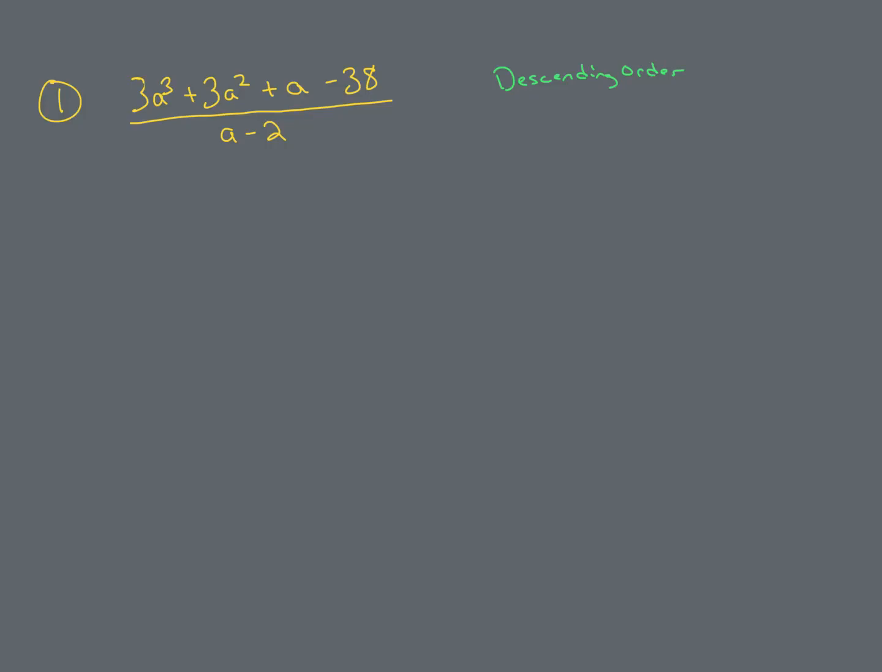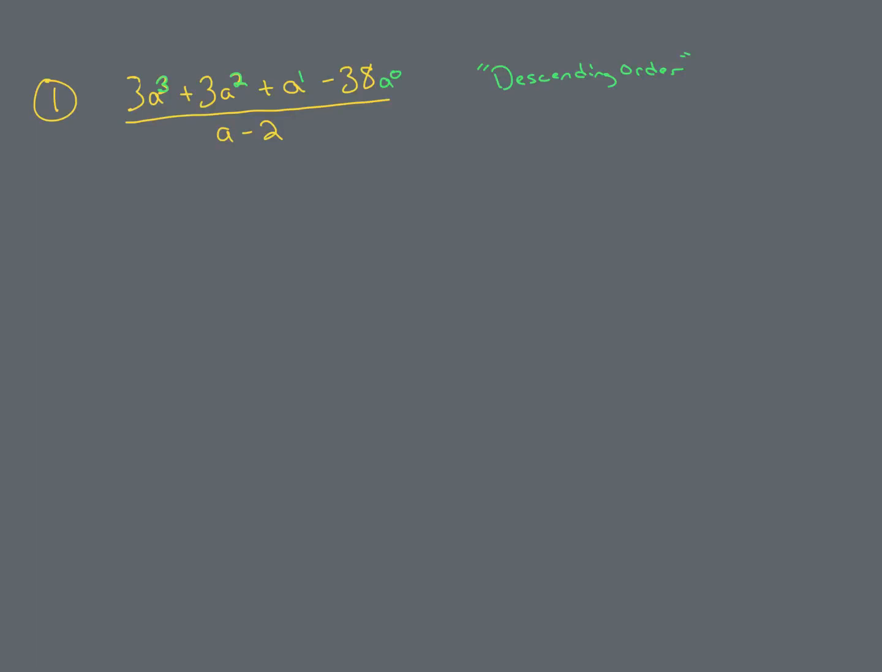11.7a, number 1, 3a to the third plus 3a squared plus a minus 38 over a minus 2. We'll be solving this using the division algorithm, and the first thing that I want to mention here is this thing called descending order, and that has to do with the exponents of the variables. Here we've got 3a to the third, 3a to the second, a to the first, even though that a is not written, and then essentially a to the 0 on that 38 there.